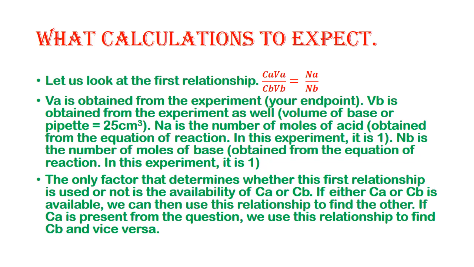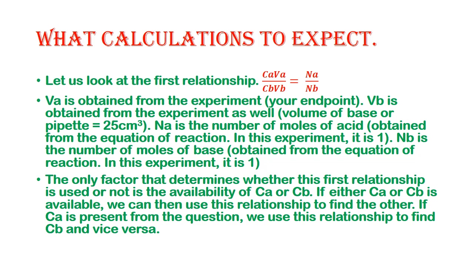Now Na is the number of moles of acid obtained from the equation of reaction, the number standing with the acid. In this experiment, you find no number there, which means the number there is 1. In chemistry, 1 is always invisible. You find 1 also for the base. It's not indicated, but it is what is standing there. So in our experiment, Na is 1, and Nb is also 1.